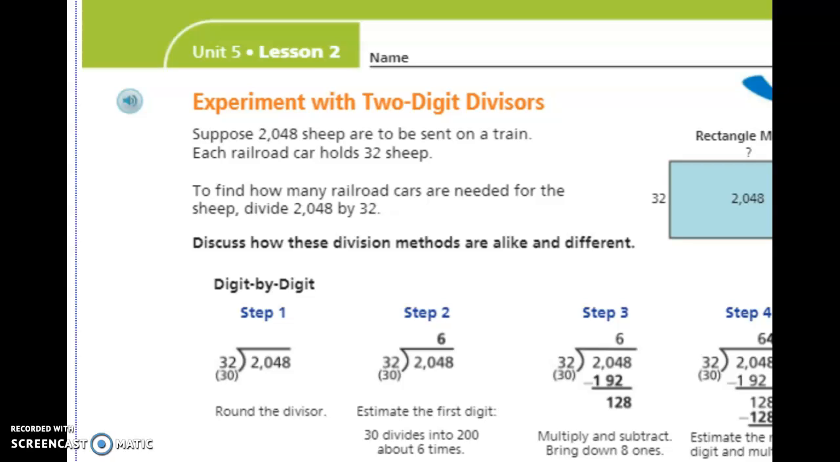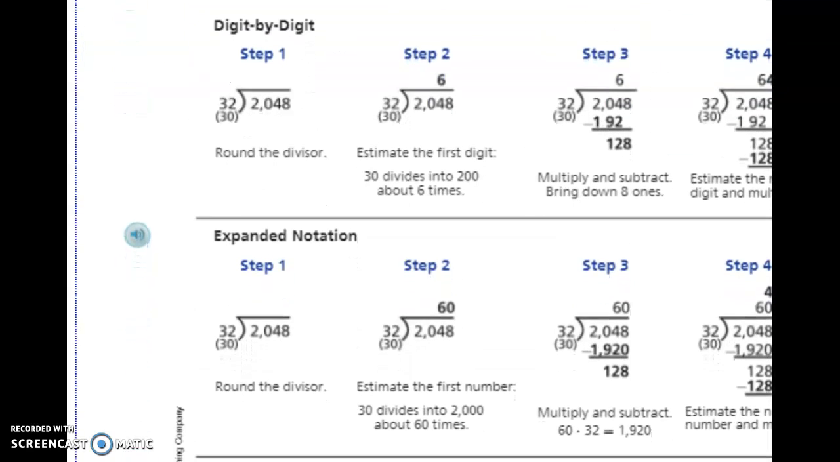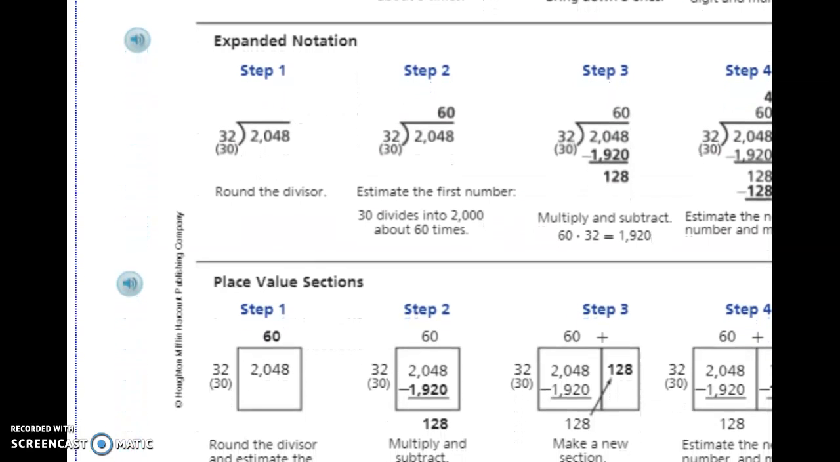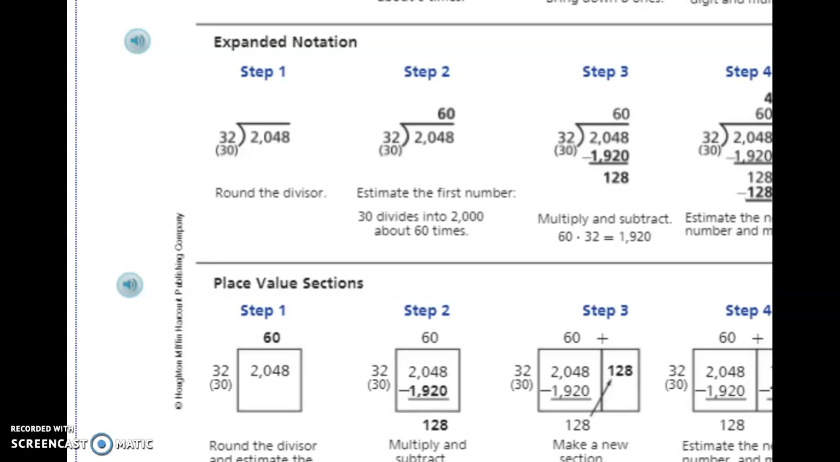I am not going to show you the expanded notation way, but I will show you the place value sections way, sometimes called the box method. So if you like the box method with multiplying, you might like this way as well. I need a little longer problem than the problem that we just did to show you that. So turn your page now to the next page, and we're going to do this first problem together.